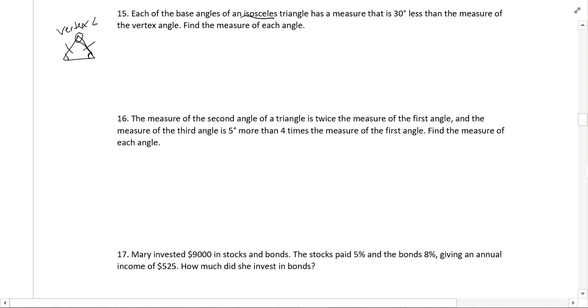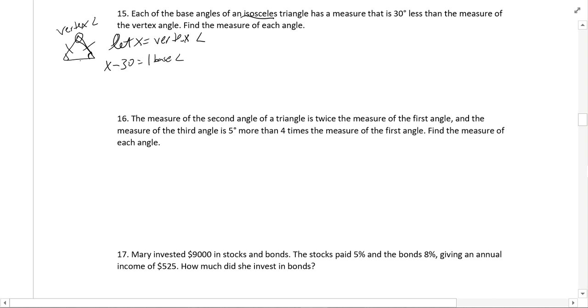So we want to say this. Each of the base angles of an isosceles triangle has a measure that is 30 less than the measure of the vertex angle. Well, I don't know what the vertex angle is, so I'm going to say let x equal vertex angle, and I'm just going to abbreviate with the angle sign. So x minus 30 is going to equal one base angle, because remember, there are 2 base angles.